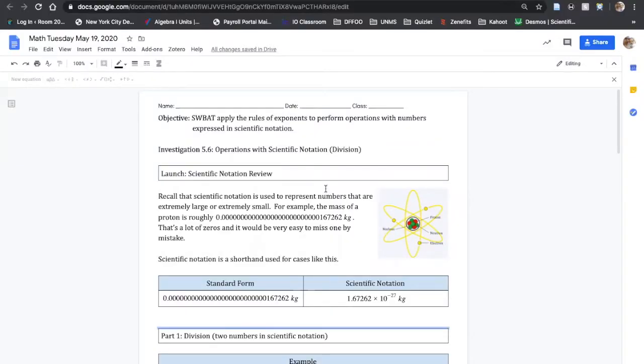So our objective for today is that students will be able to apply the rules of exponents to perform operations with numbers expressed in scientific notation. So same objective that we had yesterday, except that today we're focusing on division. So dividing numbers that are expressed in scientific notation.